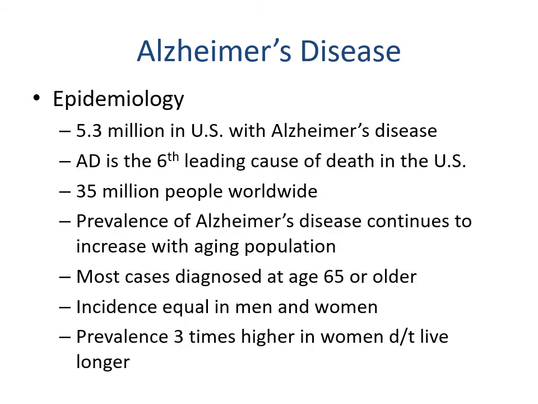Epidemiology: 5.3 million in the US live with Alzheimer's disease. Alzheimer's disease is the 6th leading cause of death in the US, affecting 35 million people worldwide. The prevalence continues to increase with an aging population. Most cases are diagnosed at age 65 or older. As the baby boomers retire and age, you're going to see an increase in the amount of Alzheimer's in the population. Now, it's not that more people per se are getting Alzheimer's.